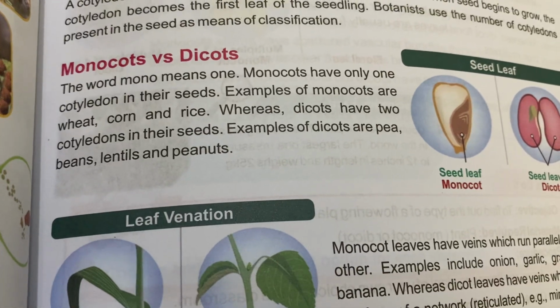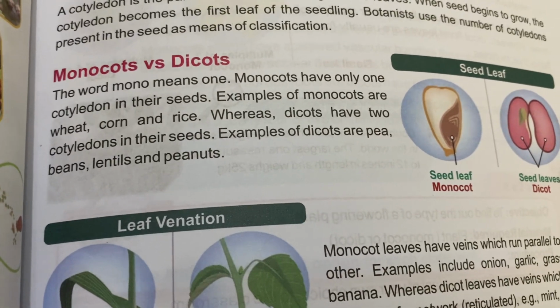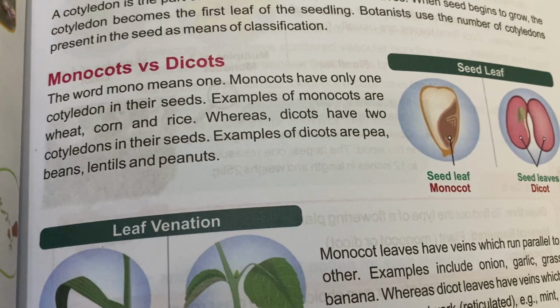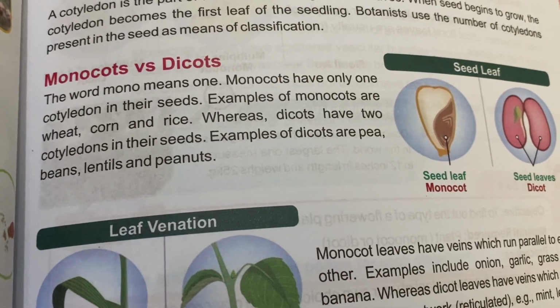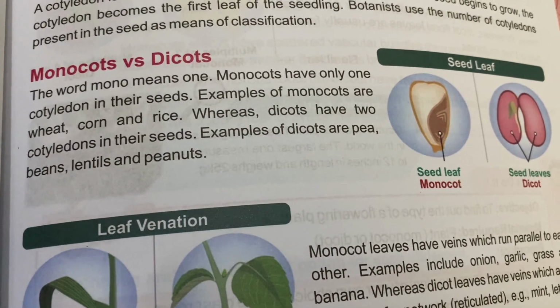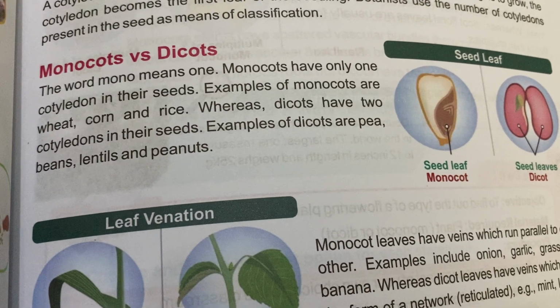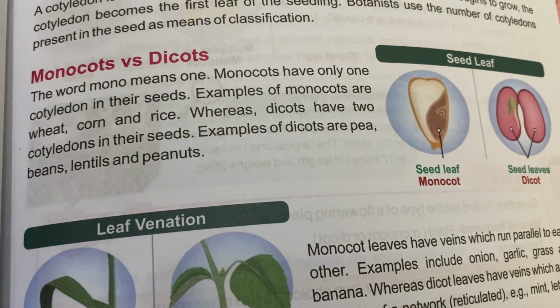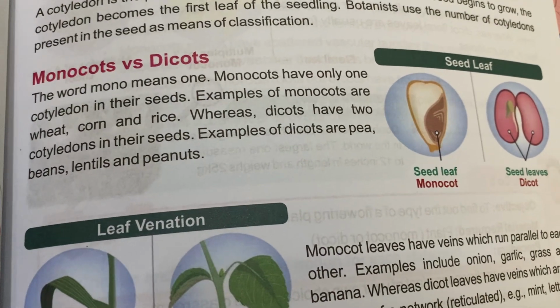Hello everyone, today our topic is monocots and dicots. The word mono means one. Monocots have only one cotyledon in their seed. Examples of monocots are wheat, corn and rice, whereas dicots have two cotyledons in their seed. Examples of dicots are pea, beans, lentils and peanuts.